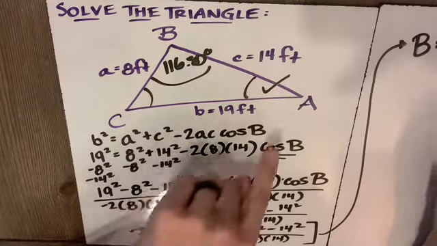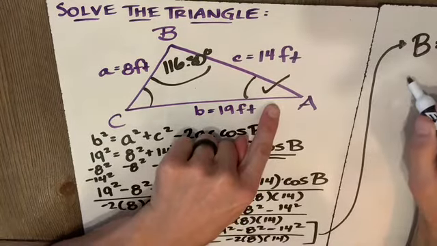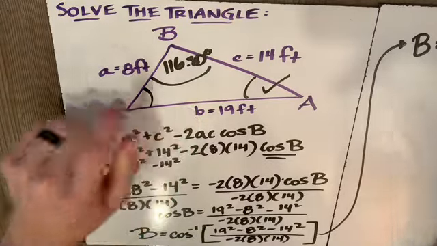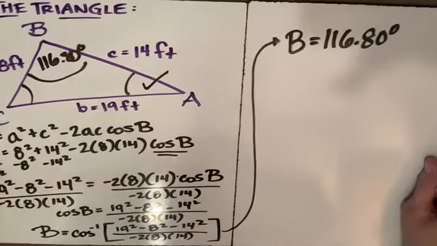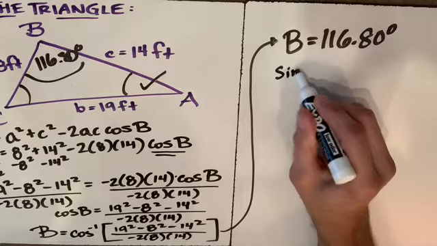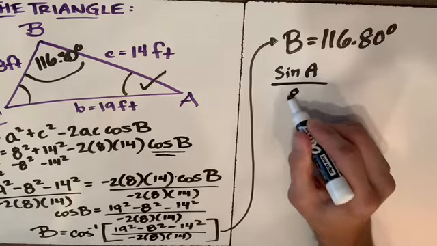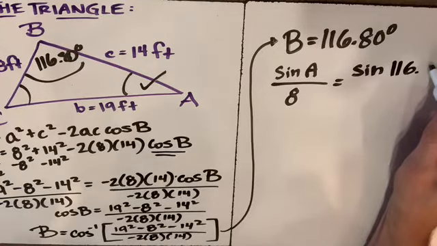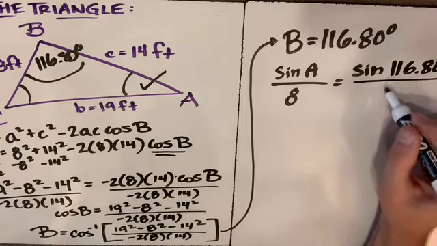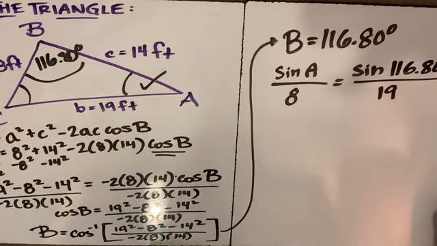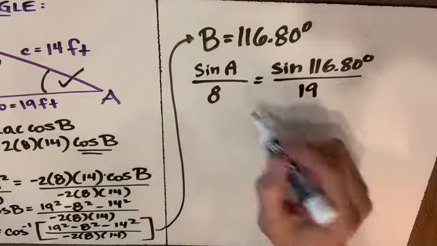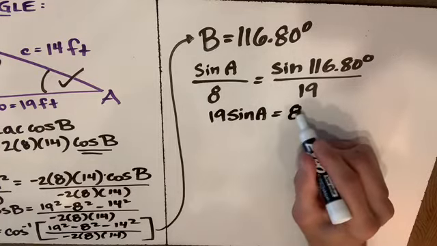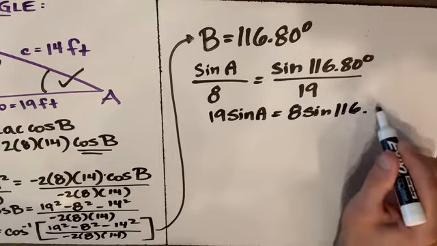Why don't we go now and say sine of angle A over A is equal to sine of angle B over B, and substitute into that. So if I come over here to my second board, I can say sine of angle A over A, which was 8, is equal to sine of angle B, and we just found out B was 116.80 degrees, over B, which was 19 feet. Now, what I can do with that is cross multiply. 19 sine A is equal to 8 sine 116.80.